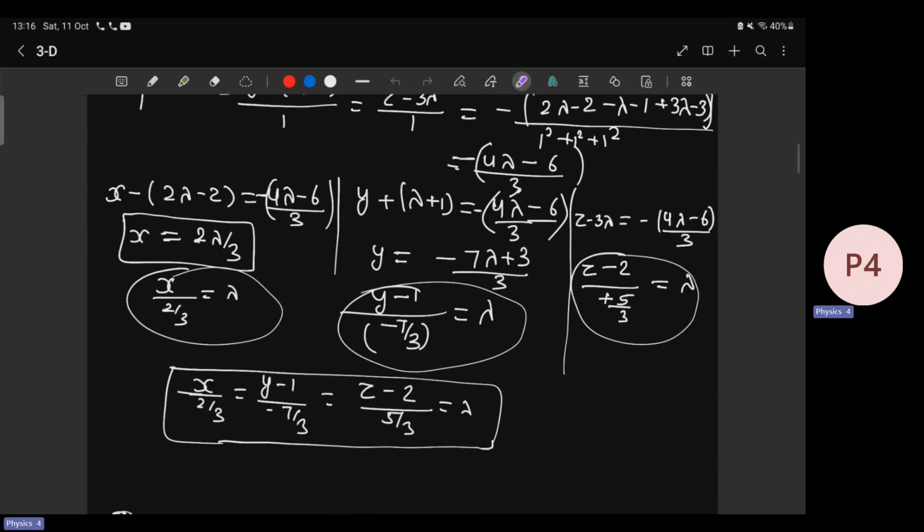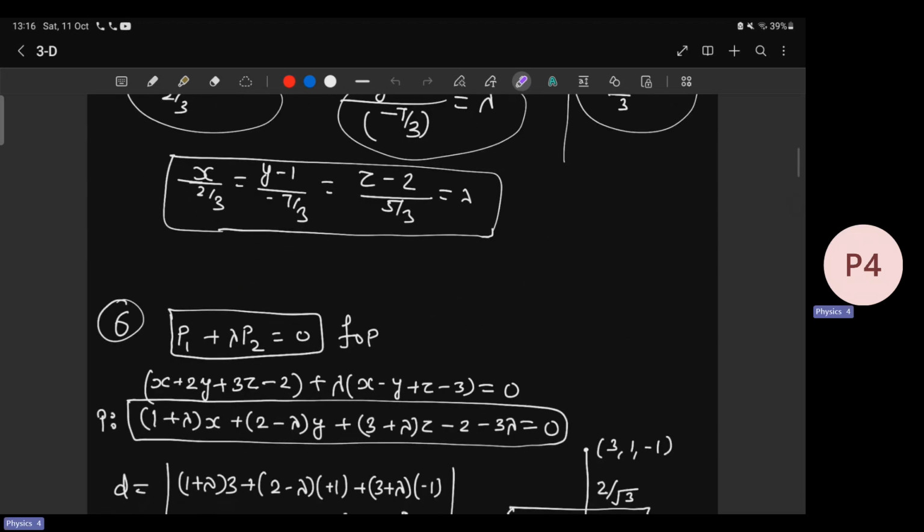So we can see 2 by 3, minus 7 by 3, 5 by 3. These are the direction ratios. So we can clearly see option D is the correct answer.